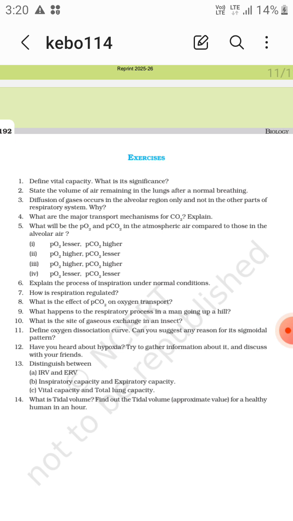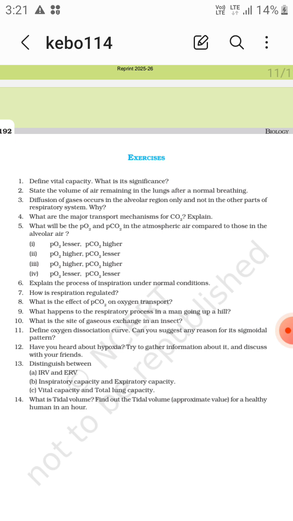Now what is the site of gaseous exchange in an insect? So tracheal tubes are there. Malpighian tubules in cockroaches, no, these are for excretion. So this is it. Define oxygen dissociation curve.